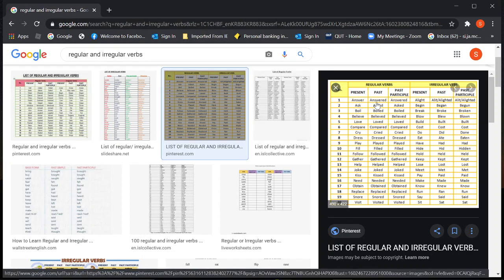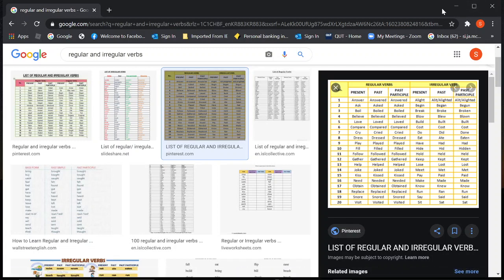So answer, answered. These are regular verbs. Ask, asked. Boil, boiled. Believe, believed. Love, loved. Now past irregular. Begin, began, begun. Break, broke, broken. Blow, blew, blown. And there's lots of common irregular verbs too, which we'll get to in a moment. But just bear in mind that some verbs are irregular, and you have to know there's nothing much to be done apart from to learn their irregular forms.